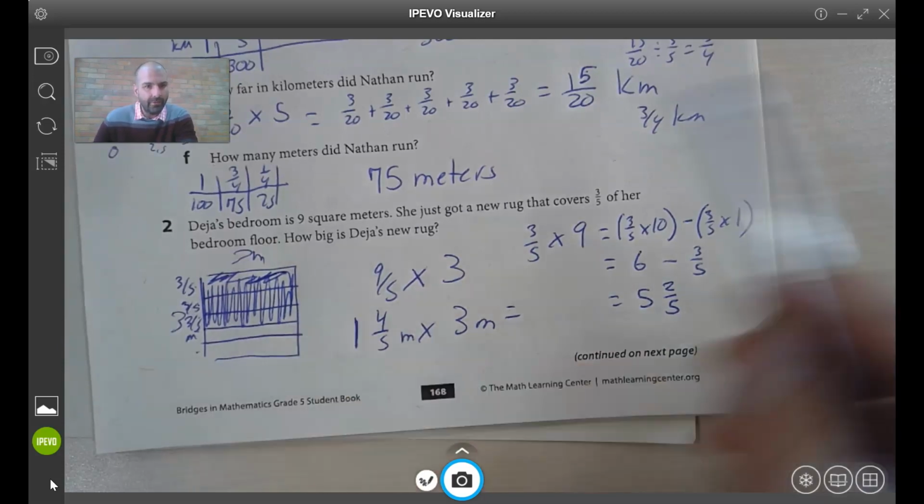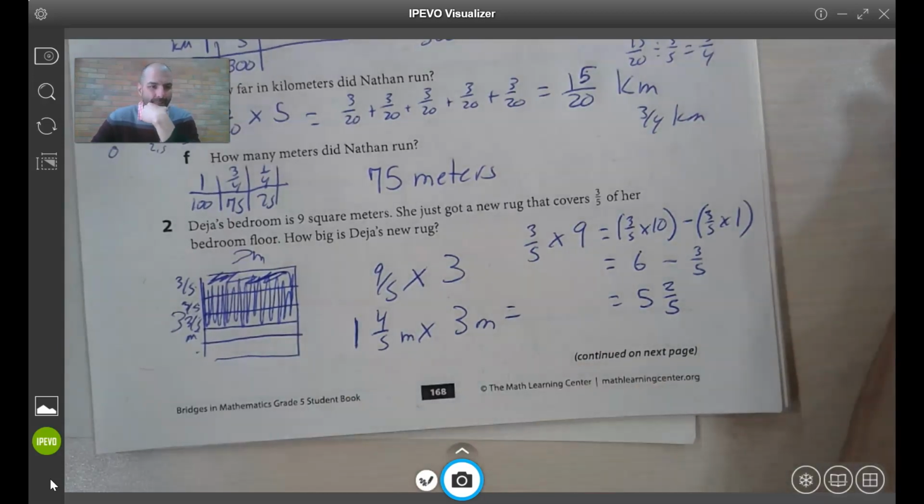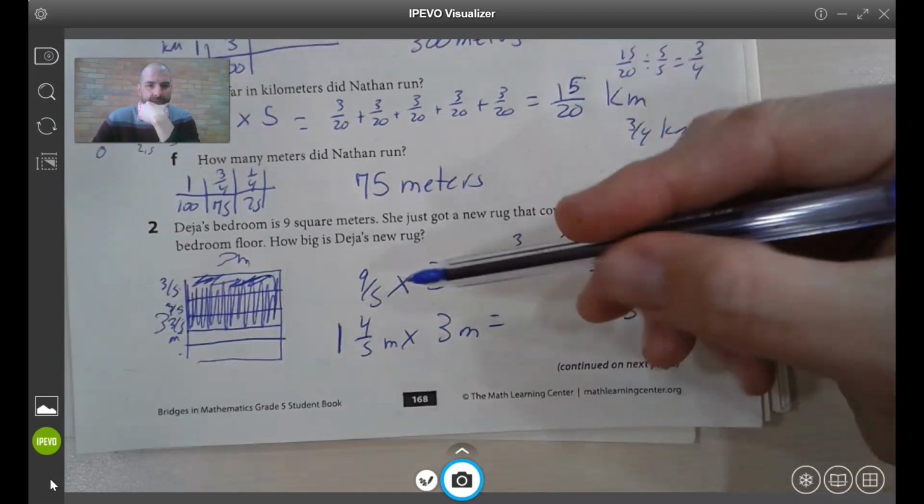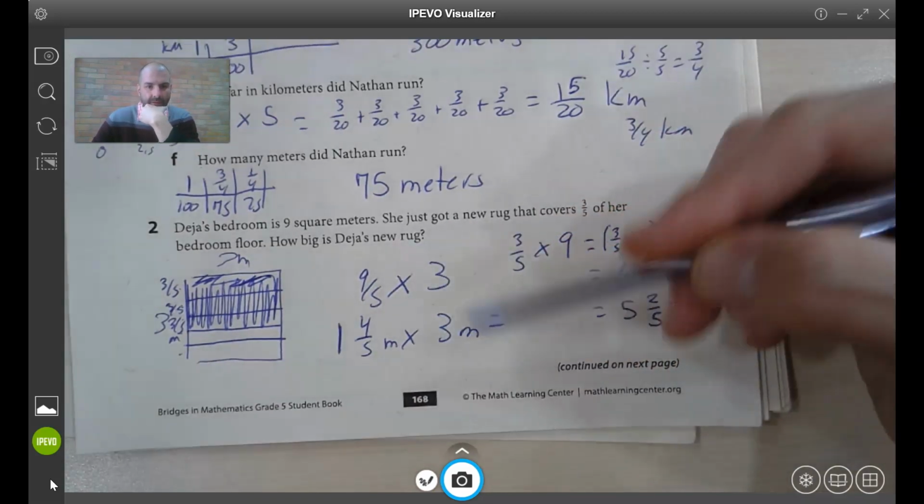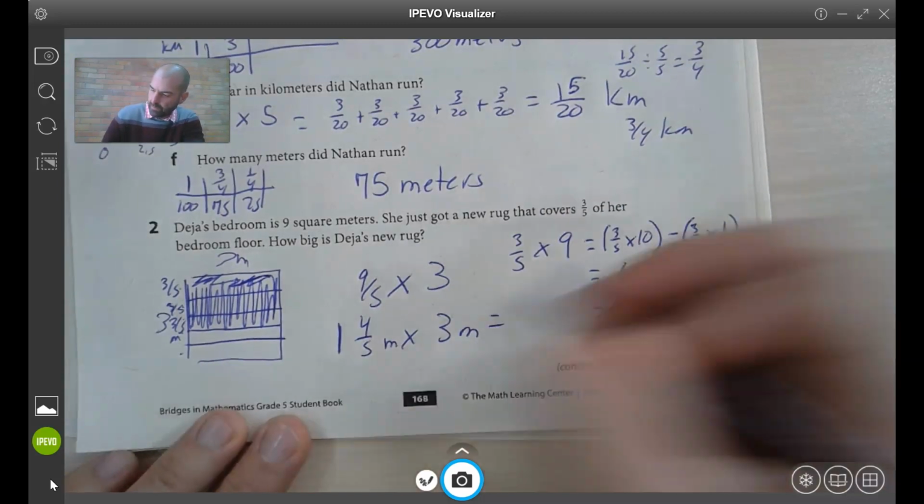I still don't know. I'm struggling with the drawing. Is there a better way to have done that? This doesn't seem to be very helpful. Although we could have done this.